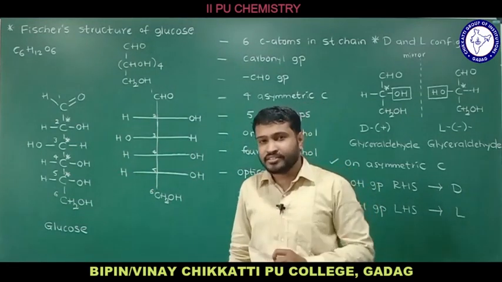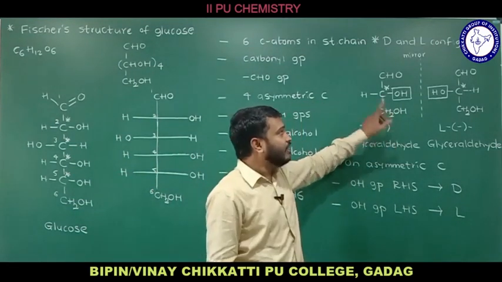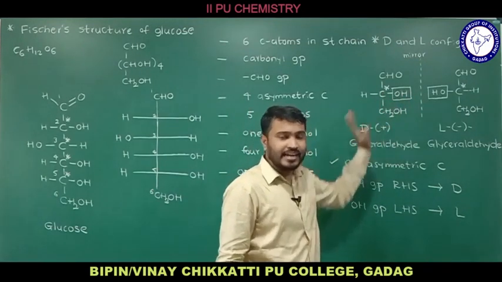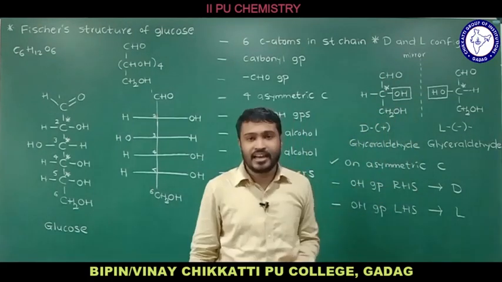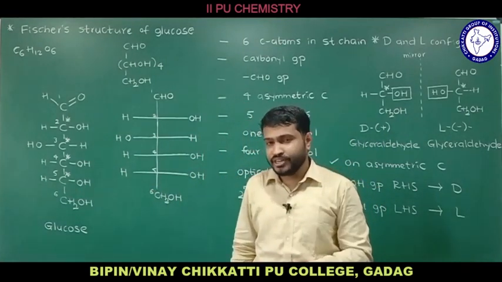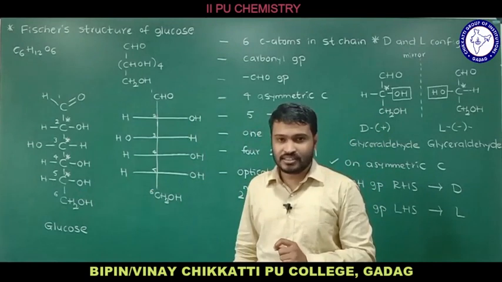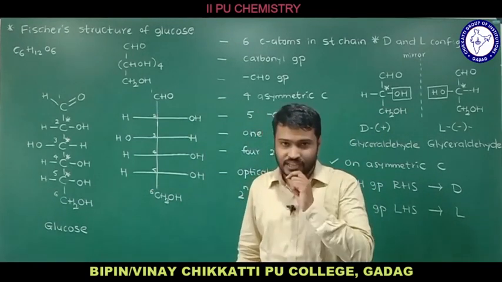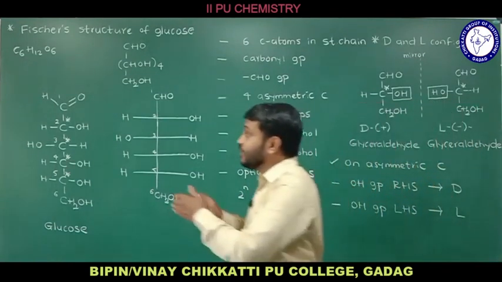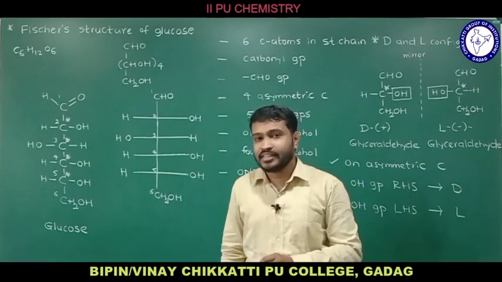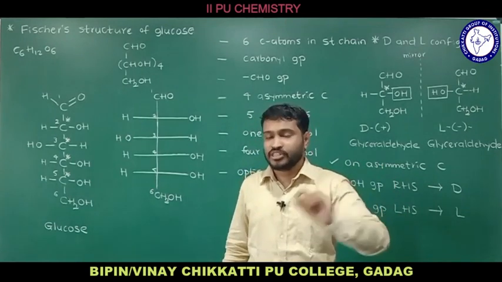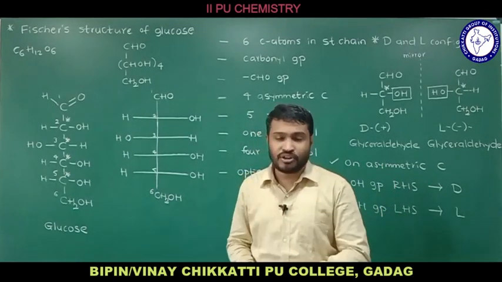And then one question arises. In glyceraldehyde, we had only one asymmetric carbon, and based on that we identified the position of OH: right side D, left side L. But here we have four asymmetric carbons, and which asymmetric carbon do you need to consider? This question arises in your mind, isn't it? So we have one additional rule for that. If you have one asymmetric carbon, this is the rule you need to follow. And if you have more than one asymmetric carbon, you should consider such an asymmetric carbon which is far away from the functional group, which is at most distance from the functional group.